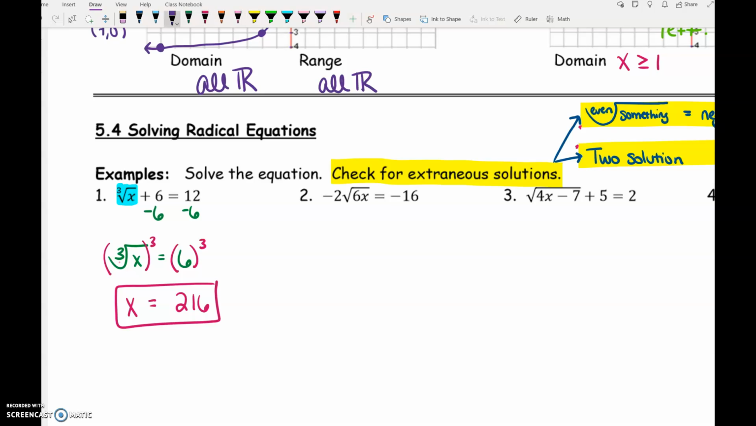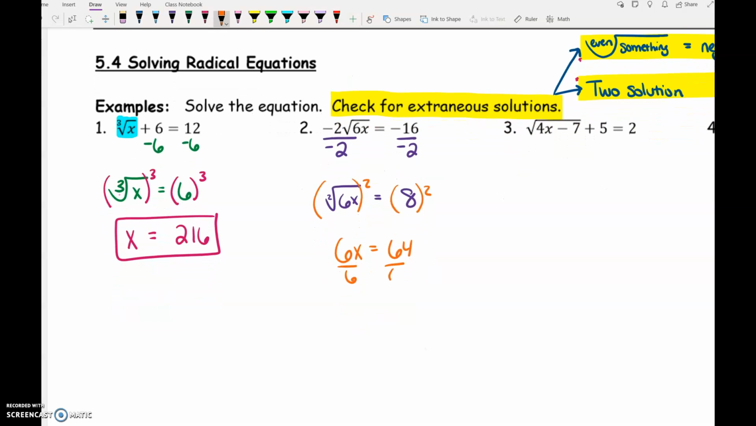Number 2, first thing we would do is divide by -2. So we have the square root of 6x equals +8. This is a square root. That means an index of 2. So it's an even index. But over on the right side is a positive number, so we are still okay. To undo a square root, you square both sides. And then we would finish solving. Divide both sides by 6. And we can round this. It's 10.6 repeated, so 10.67.